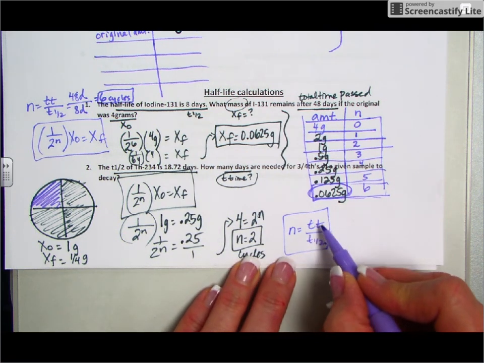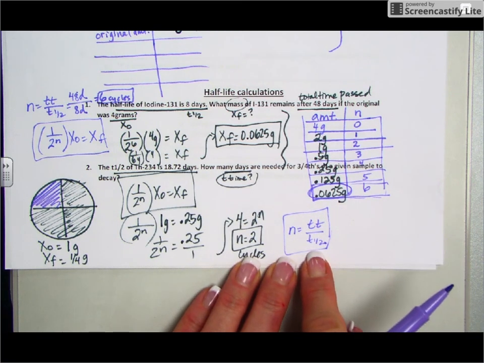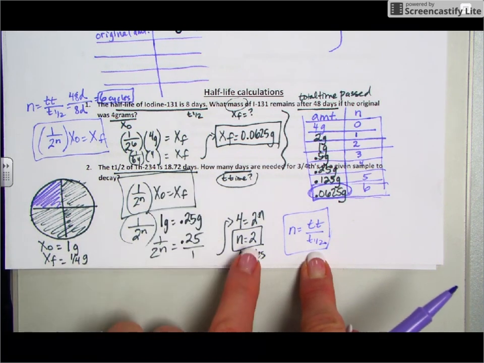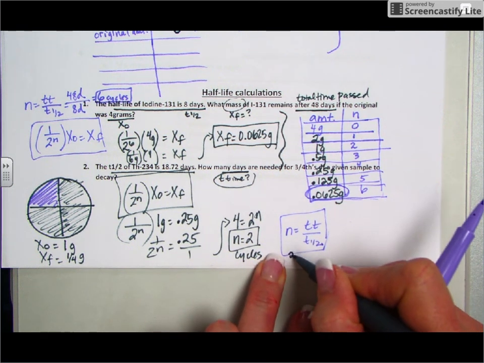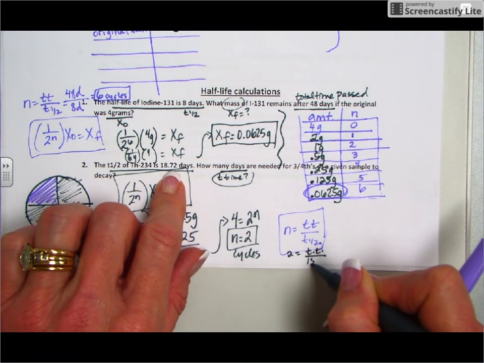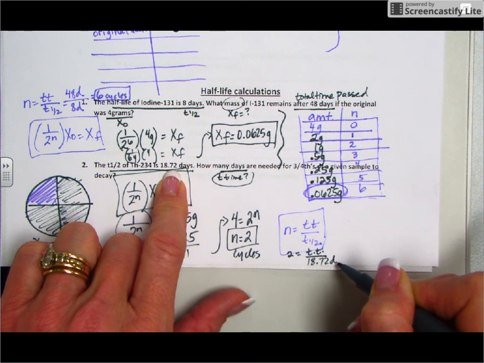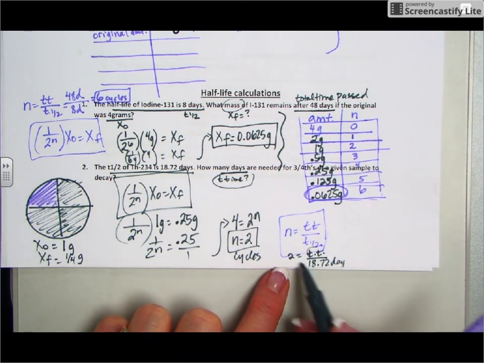So we're going to solve for total time here. That's what it's asking for. We were given the half-life in the problem. They told us it was 18.72 days. And we just found 2 cycles have occurred. So let's plug into our formula. 2 equals the total time, which is what we're looking for, divided by the half-life, 18.72 days. So if I'm going to solve for the total time, I have to cross multiply here.